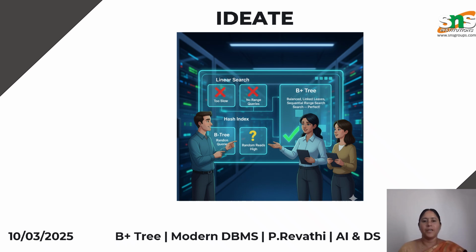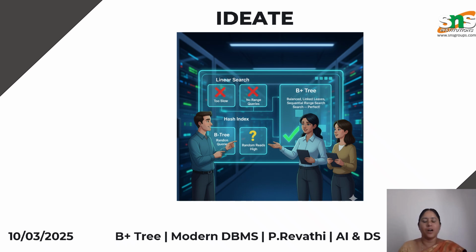Now we come to the B tree. It solves some of these issues. It stays balanced, supports insertions and deletions efficiently, and works well for indexed search. But B trees still have a small drawback. Data can exist in both internal and leaf nodes. So for sequential access, we need to traverse multiple paths, which is slower.